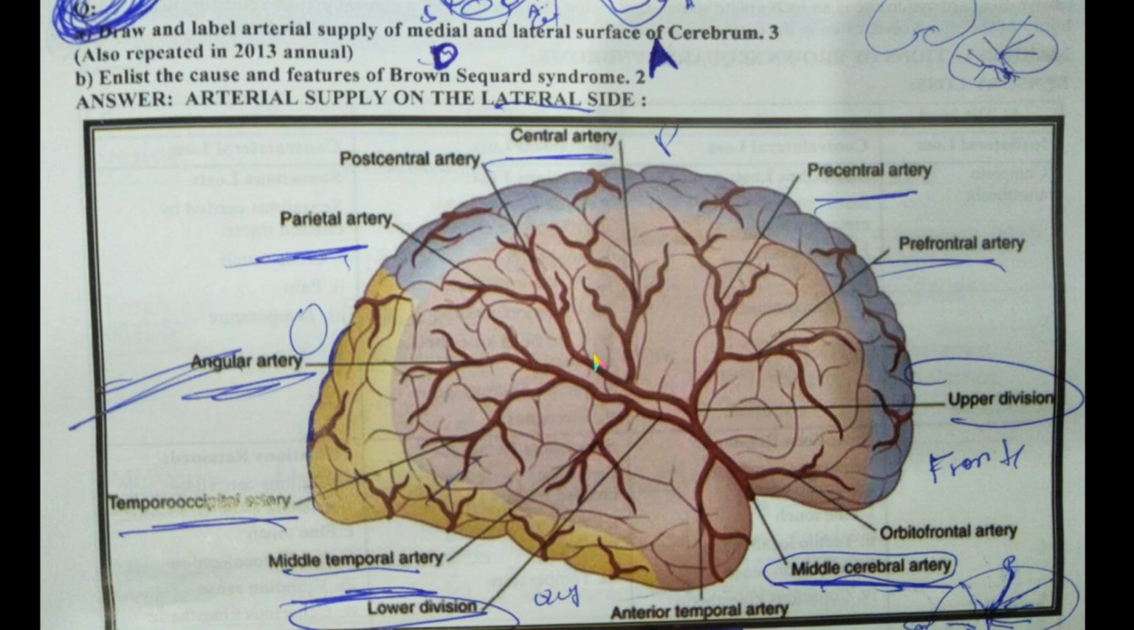Now the upper division gives the main branch known as the parietal artery for the parietal area of the brain. Then the post-central artery supplies the post-central gyrus, and the central artery supplies the center of the cerebrum. It also gives the precentral artery, which supplies the precentral gyrus area, then the prefrontal arteries for the prefrontal area, and then the small branch directly from the middle cerebral artery, known as the orbitofrontal artery, for the orbitofrontal area. The orbitofrontal artery and anterior temporal artery are the main branches which come directly from the middle cerebral artery.